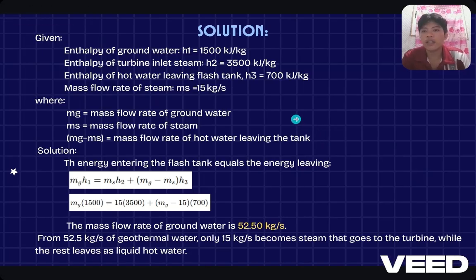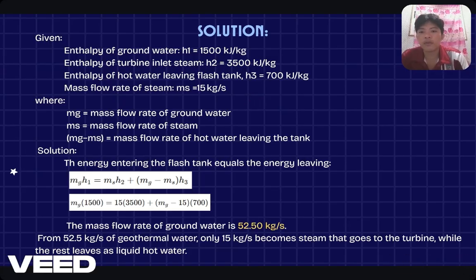So, given enthalpy of groundwater is h1 equals 1,500 kilojoules per kilogram. Then enthalpy of turbine inlet steam is h2 equals 3,500 kilojoules per kilogram. Enthalpy of hot water leaving flash tank h3 equals 700 kilojoules per kilogram. Mass flow rate of steam ms equals 15 kilogram per second. So where mg is the mass flow rate of groundwater, then ms equals mass flow rate of steam. Then (mg minus ms) equals mass flow rate of hot water leaving the tank.